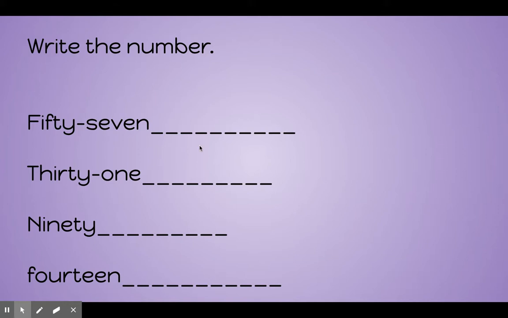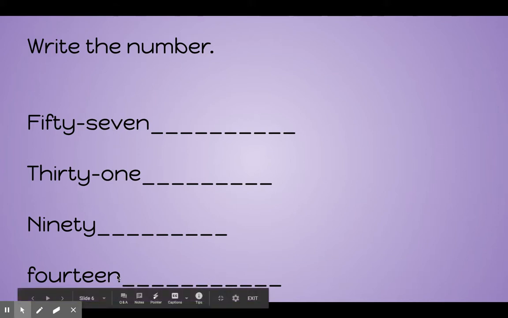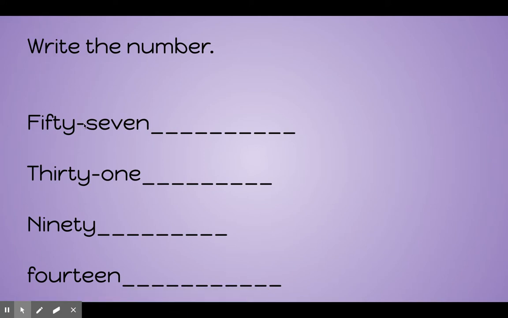So Miss Sweeney's going to do the first 2 by herself. Then I'm going to let you try the last 2. So the first one we're going to do is the number 57. And that's how we read it, 57. Now, if you notice, there's a little hyphen right there. You use the hyphen when you're writing numbers with the tens.